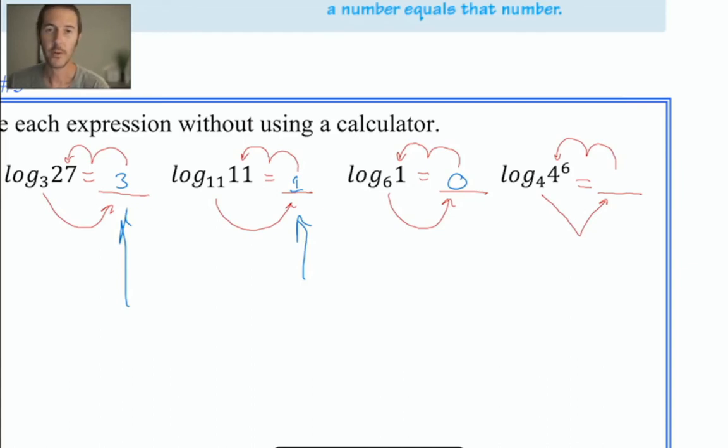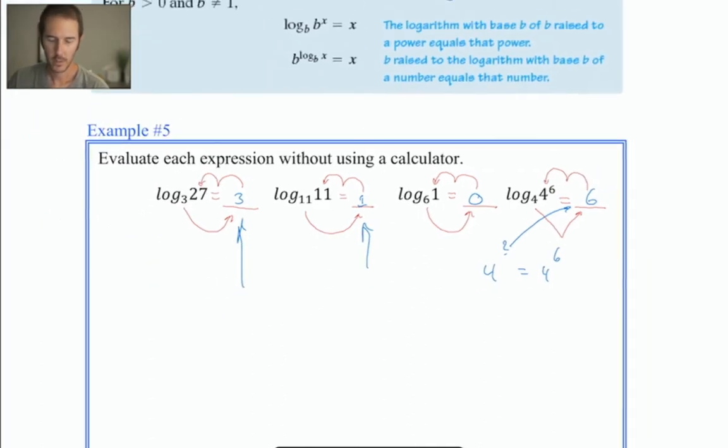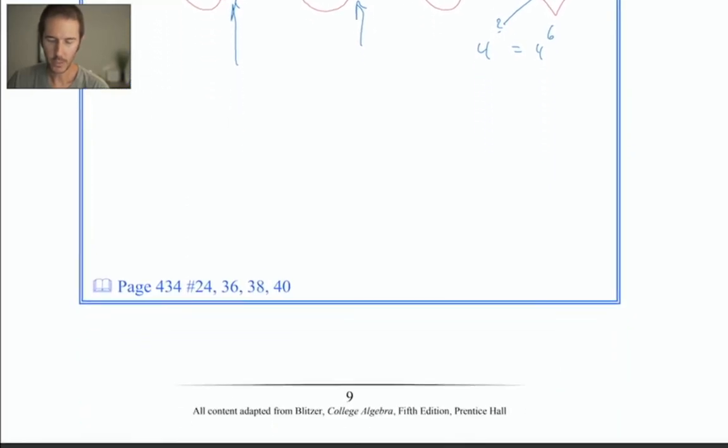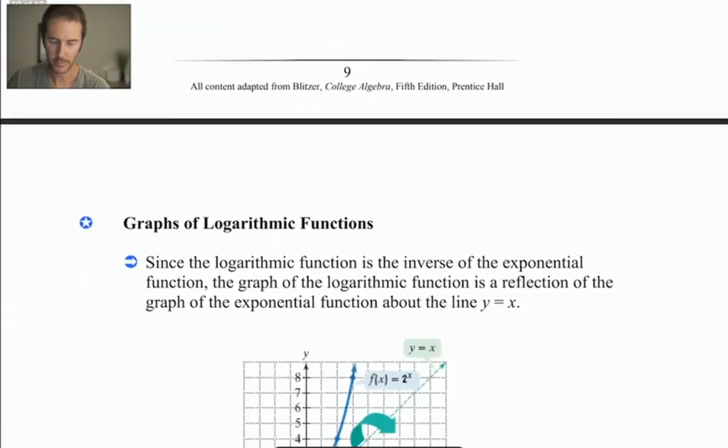So you tell me the answer to this one. 4 to what power equals 4 to the 6? I think that this question mark, which goes in this space right here, is a 6. 4 to the 6 equals 4 to the 6. That sounds about right. Nice. Okay, way to go. You're evaluating logarithms. I'm so proud of you.